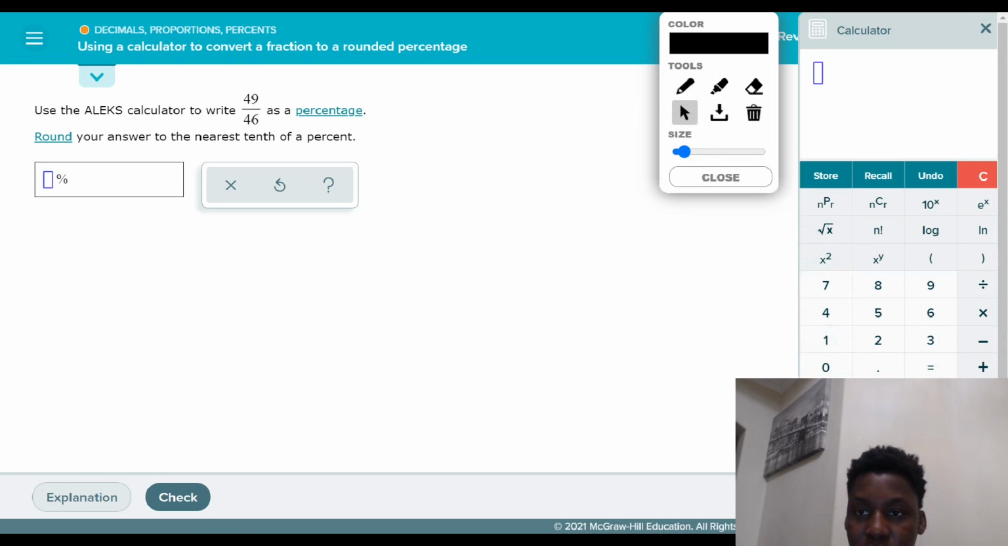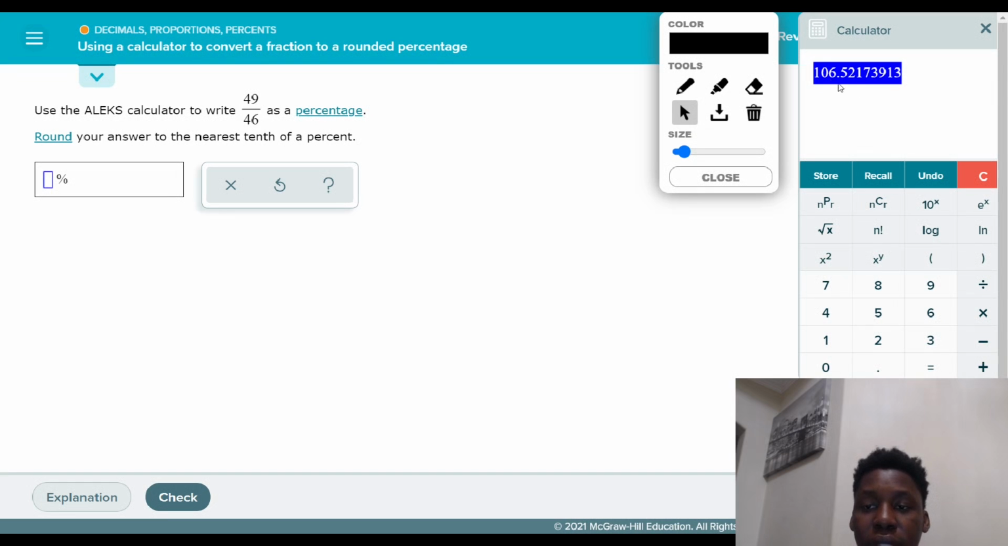Let me come over here. This is 49 divided by 46. We know 49 divided by 46 is 1.06521 and so on. So the number we get from dividing the fraction is that, and the next step is to multiply it by 100. That's the only way we can make it a percentage, because percentage has to do with hundreds, and when multiplied by 100, we're basically transforming it to percentage form.